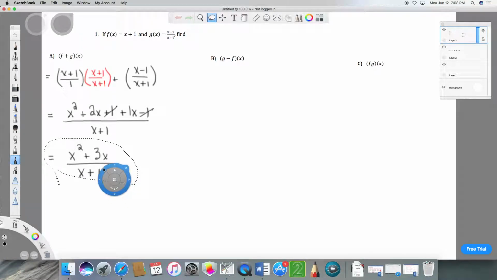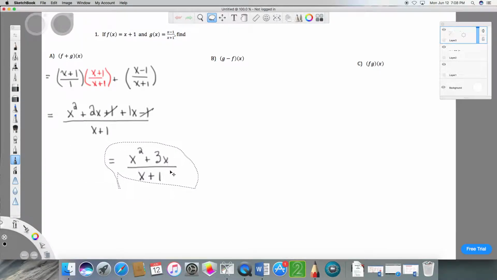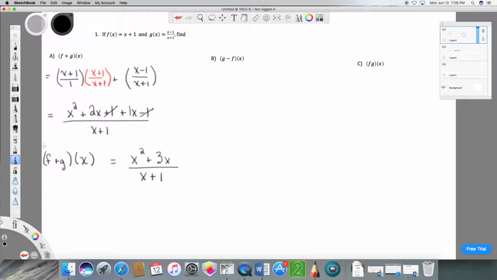We could have given it any name. We could have called it h if we wanted to, but they chose f plus g. It's smart how you name it, because within the name tells us how it was constructed, how it was built. All right, so there's our answer for part A.